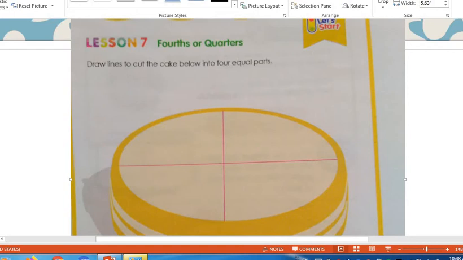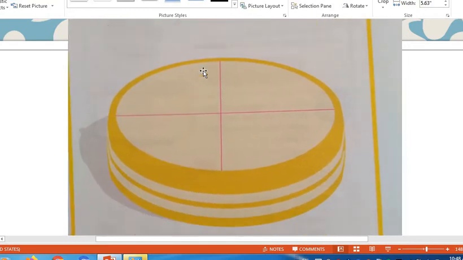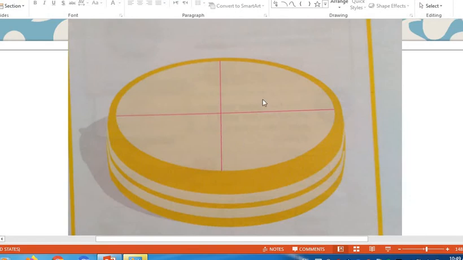Let's see together. So I have here, draw lines to cut the cake below into 4 equal parts. Here I have a cake, a delicious one. I want to divide this cake into 4 equal parts. As I told you before, when we want to divide the cake or a shape into 4 equal parts, I just draw 2 lines. Okay, how to draw step by step to divide this cake into 4 equal parts.